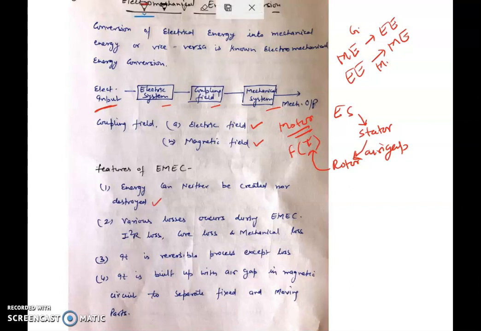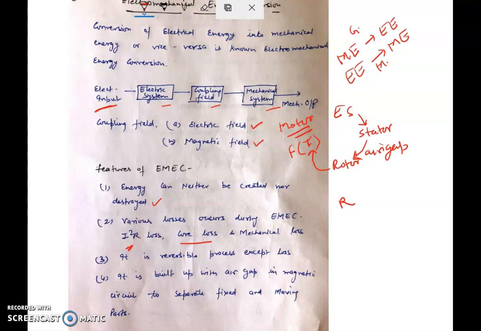Various losses in case of electromechanical energy conversion, there are different types of losses. Like in case of the electrical system where there is resistance, there will be I square R losses. There will be core losses. Core losses we can define as eddy current losses and hysteresis losses. In case of mechanical losses, friction losses, windage losses and stray losses are there.